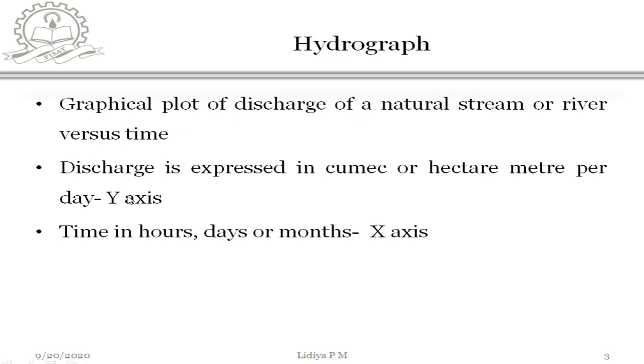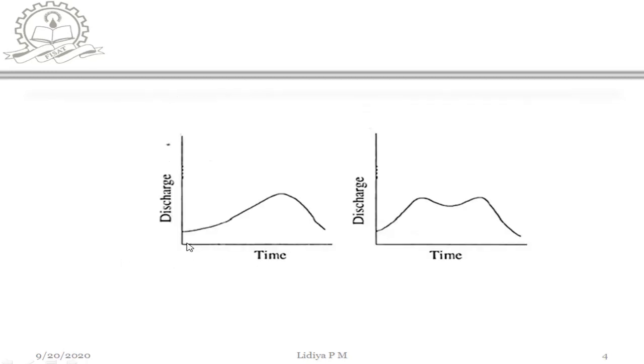That is, discharge is expressed in cumec, that is meter cube per second, or hectare per day on the y-axis, and time in hours or days or months on the x-axis. The following figures represent the shape of a hydrograph. The first one represents the hydrograph of a single storm. For multiple storms also this shape is possible.